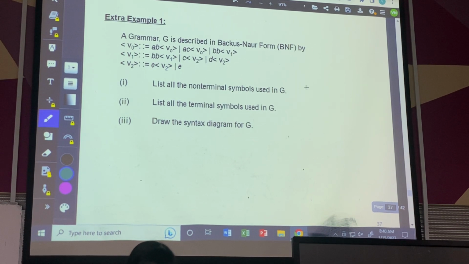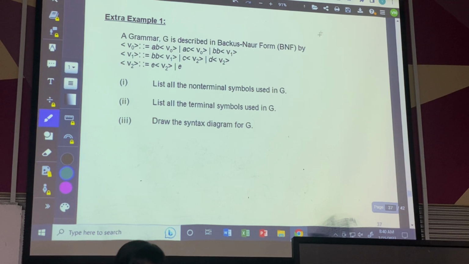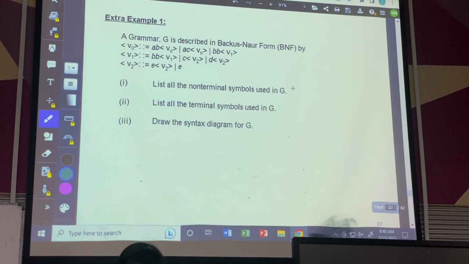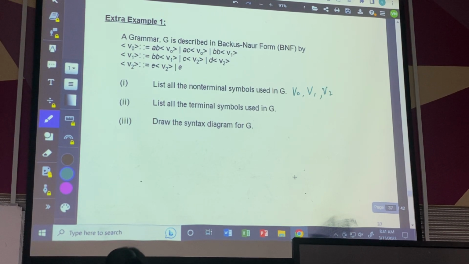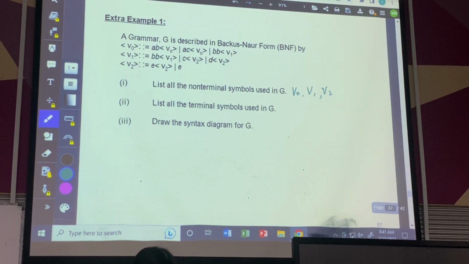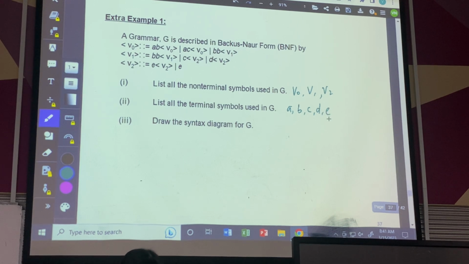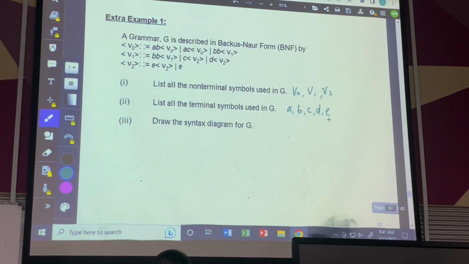Non-terminal? In bracket or no bracket? In the bracket. So we have B0, B1, B2. Terminal? Terminal, you have all the no bracket one. So you have A, B, C, D, E. Okay, then draw the syntax diagram.